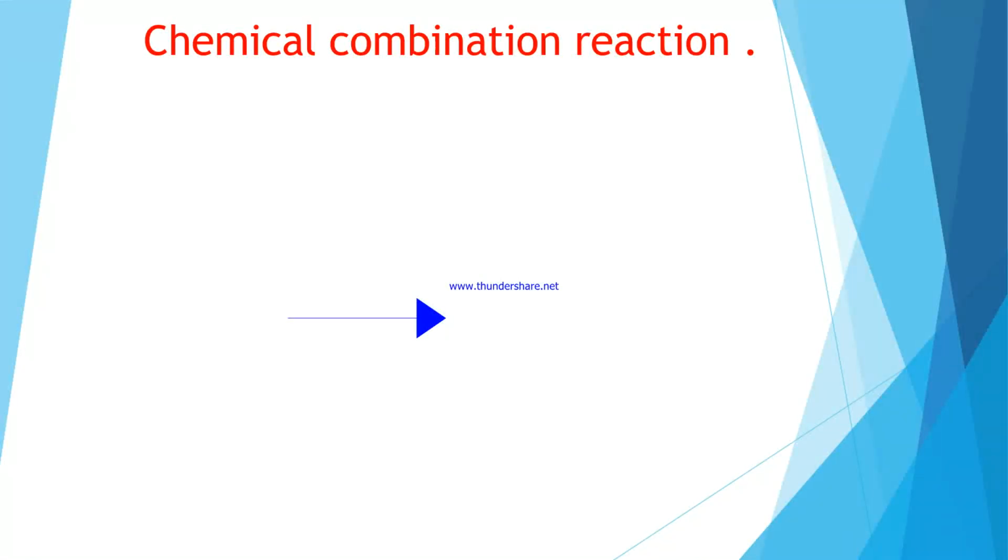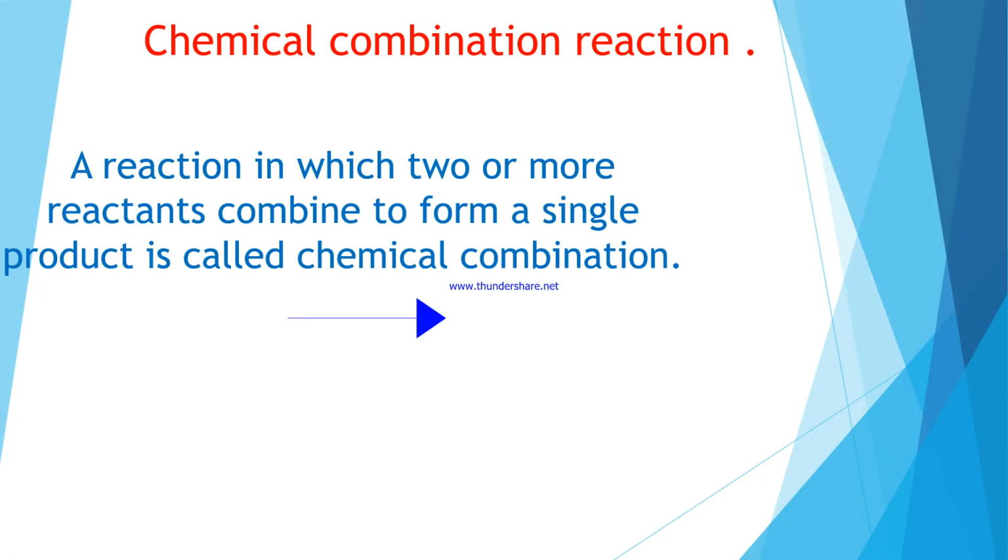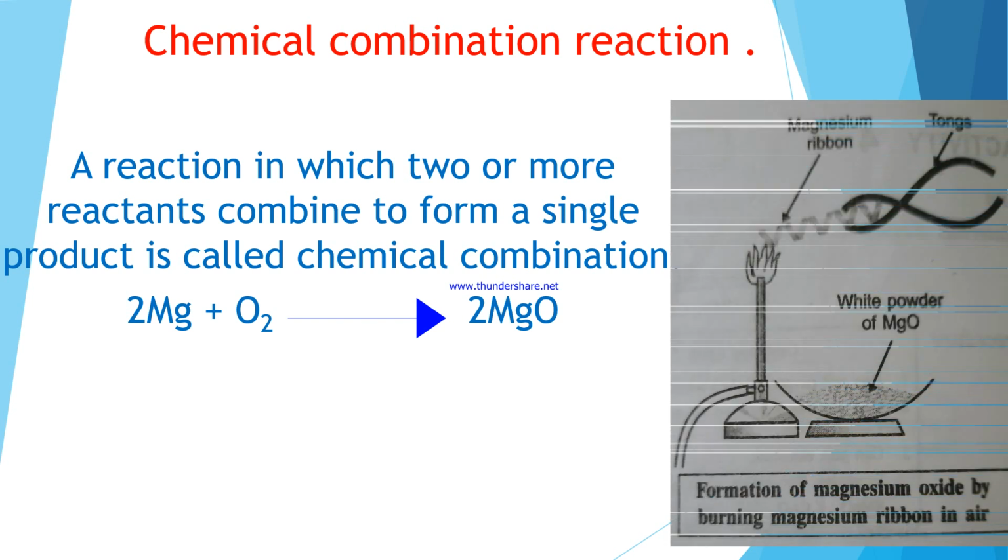The first one, chemical combination. What is a chemical combination reaction? A reaction in which two or more reactants combine to form a single product is known as chemical combination. Here with the supportive equation, when magnesium metal reacts with oxygen, it results in magnesium oxide.